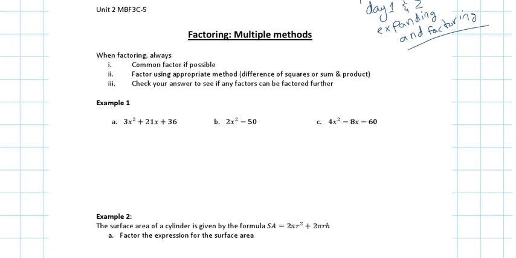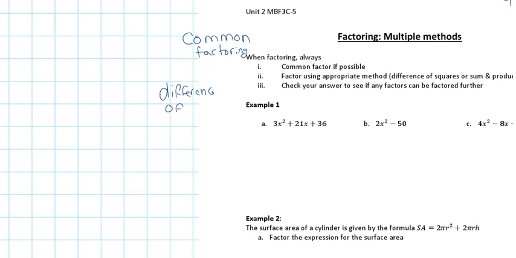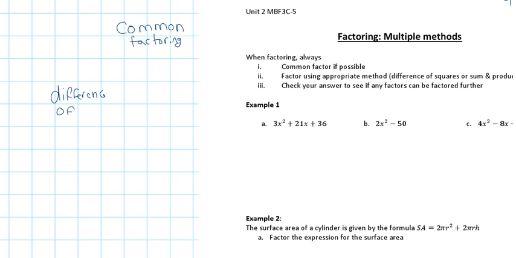Whenever you're factoring, there are 3 different ways. We learned common factoring first, and we learned difference of squares, and we learned sum and product. You remember these 3 terms?